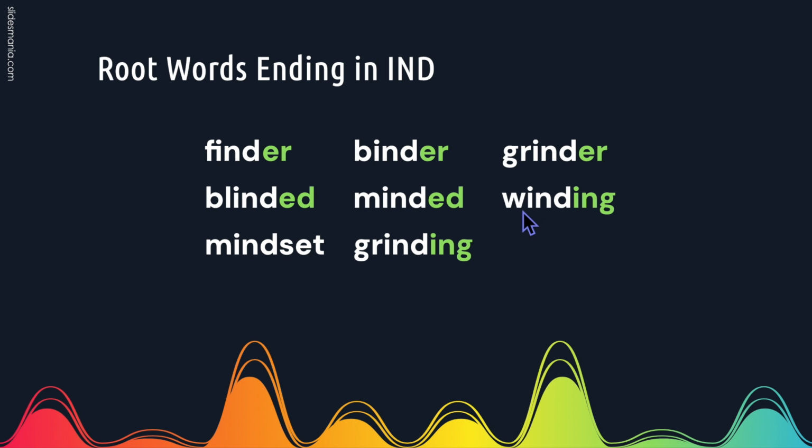winding. Let's say you looked at this and you weren't sure if it was going to be wind or wind. Have you ever heard of winding? That doesn't make sense. Wind is a noun, not a verb. If we add a suffix like ing, we need the verb, so it's winding. We can even use a compound word with two words put together. Mindset, grinding.